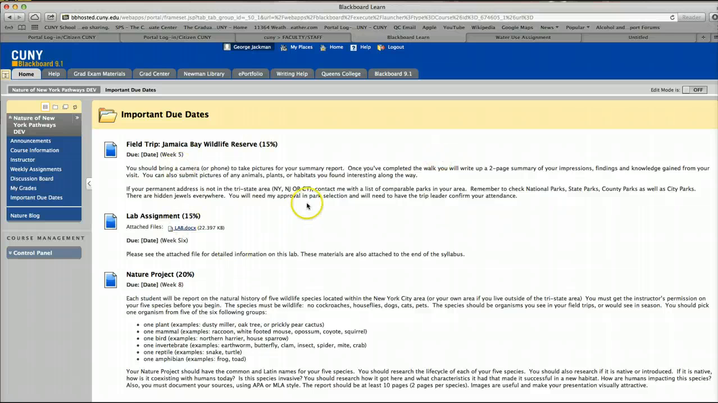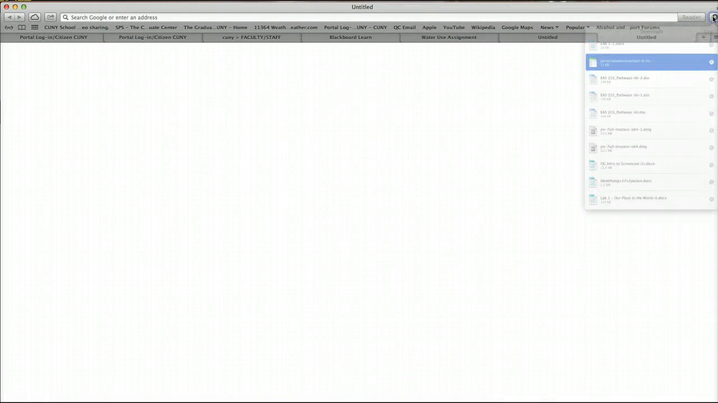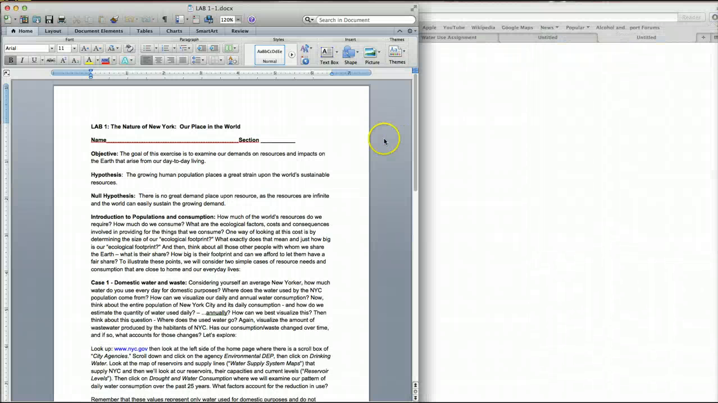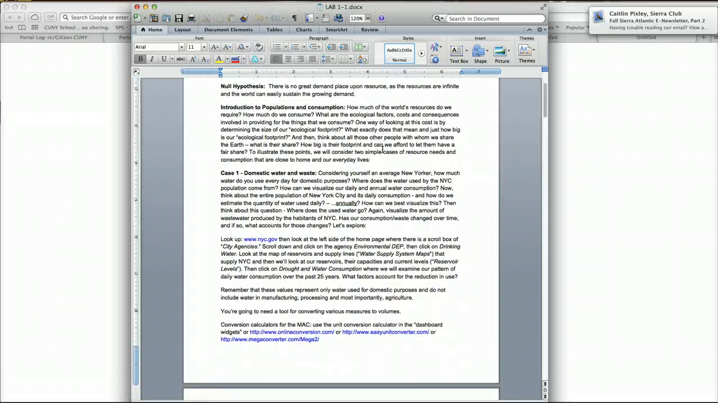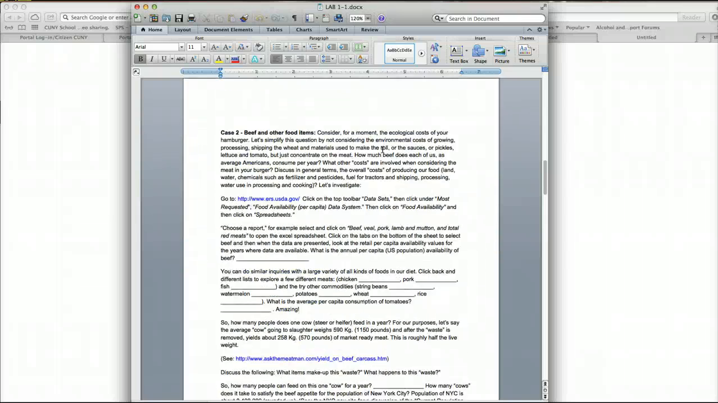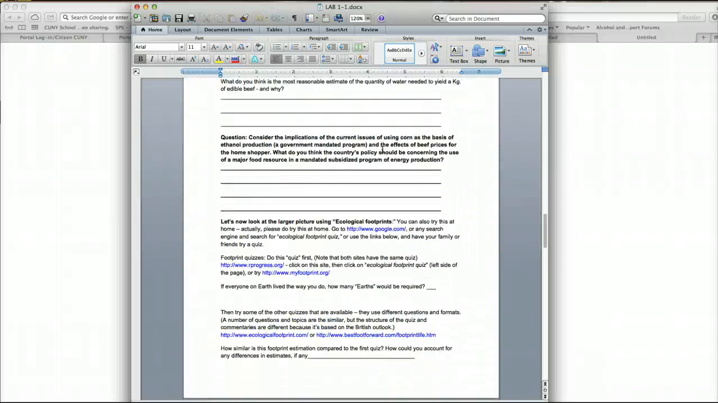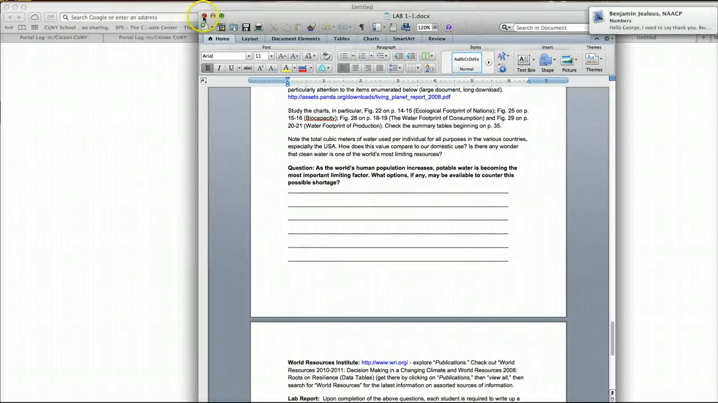Okay, there will be a lab. 15% of your grade will be on this lab. So you're going to open this up. There's going to be an attached file. Oh, here we go again. Download that lab document. It's Our Place in the World. And you will go through this whole document and answer the questions. It's about where you fit in a world of 7 billion people. And that's also what this course is about. So, okay, let's get out of this.